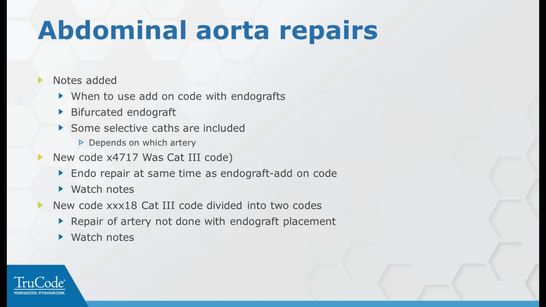I can't wait to get that in, I think next week when the new updates come out, so we can start looking at those and seeing how they look within the system. I like those. So the new codes are at 34717. That's an add-on code for the endovascular repair of the iliac artery at the time of an endograft placement. And then you've got the 34718.